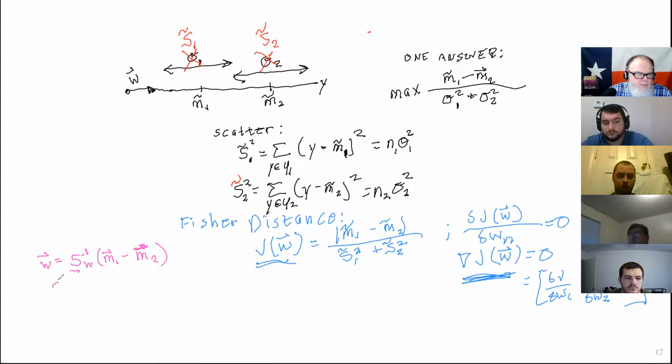Where S_W is equal to the sum of two matrices, S1 and S2. And this S1 and S2 are defined as scatter matrices. The scatter matrices are defined as S1 equal to the summation over x in chi1. So we're doing all of this algebra in the feature space, not in the projection space.